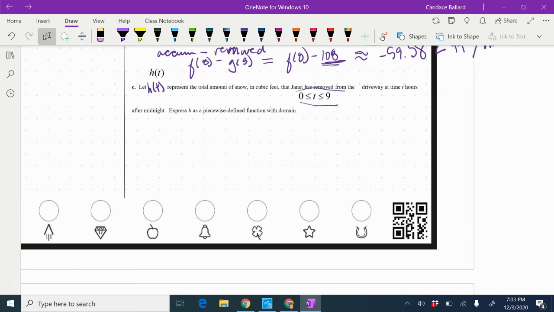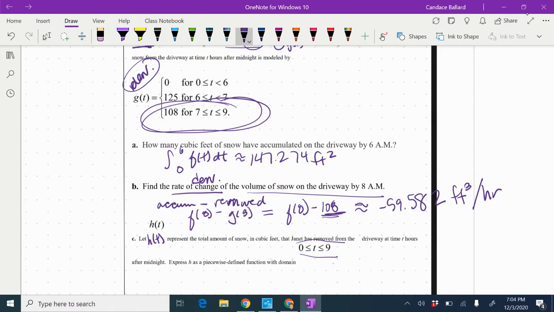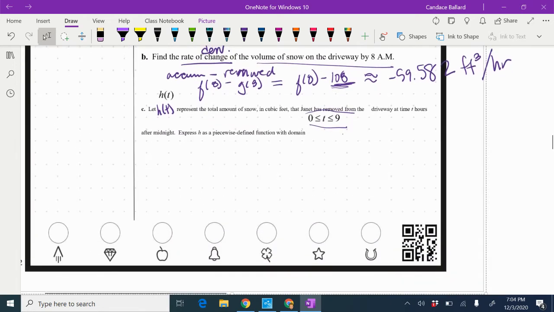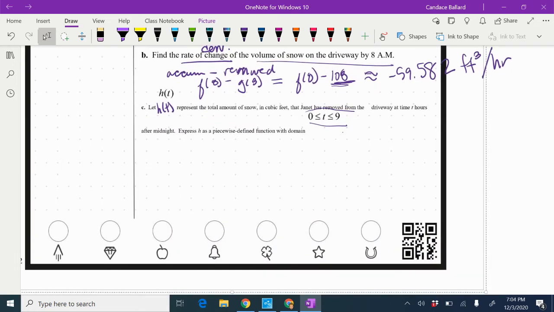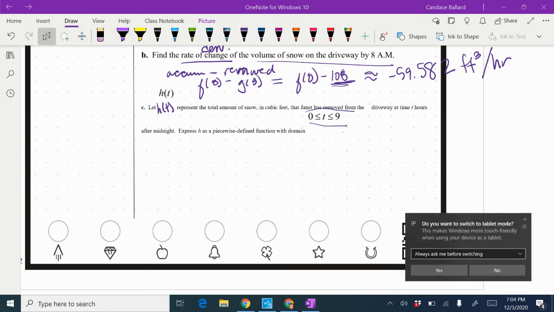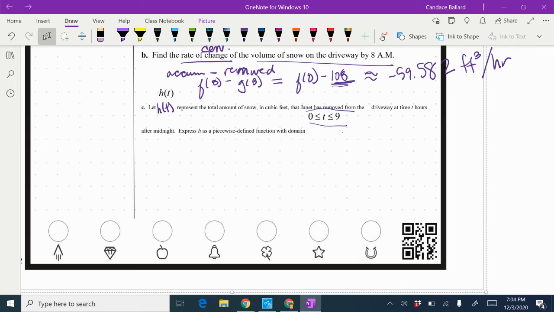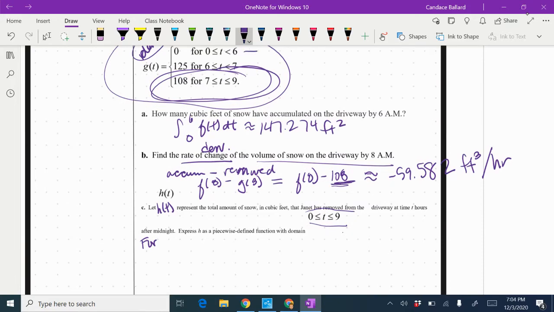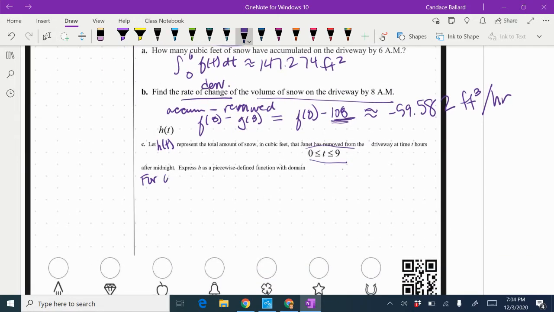Okay, so basically what we need to do is figure out what she has removed in each of the hours, and we're going to base it off of what's here, because this is the rate at which she removes snow from the driveway. But they want us to take it to the total amount, which means I'm going to have to go back to an integration because I'm going from a velocity basically back to a position. So in the first interval, my first interval is between 0 and 6.